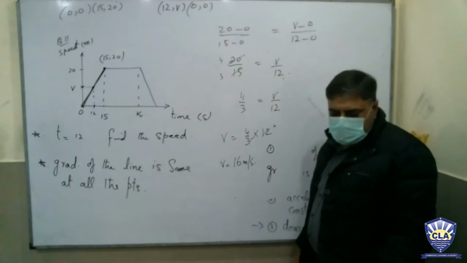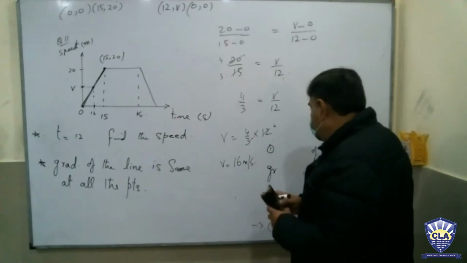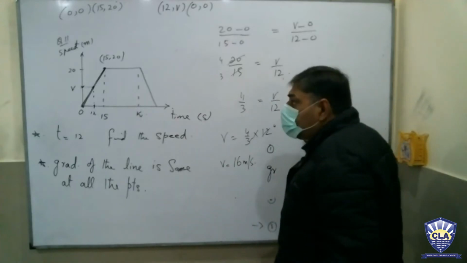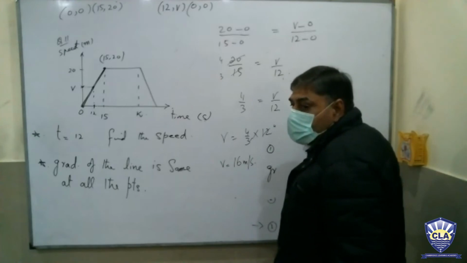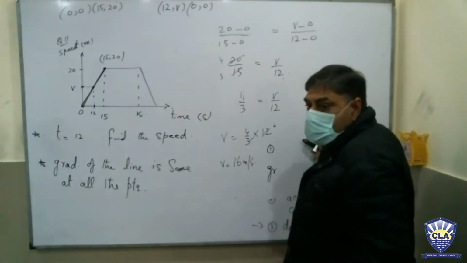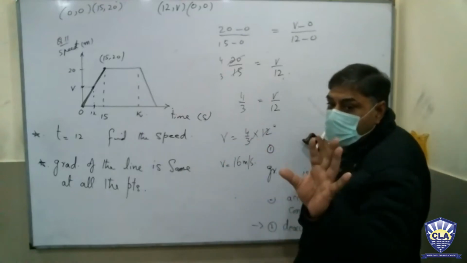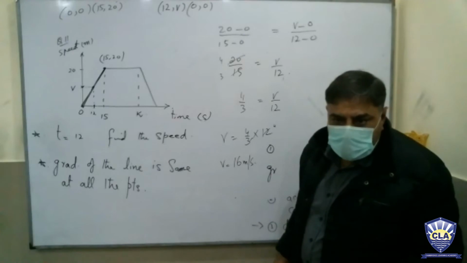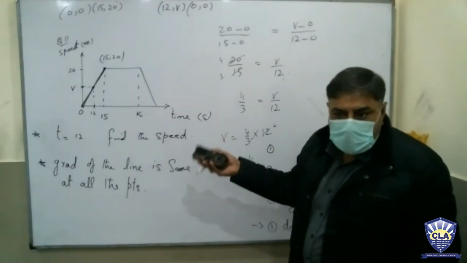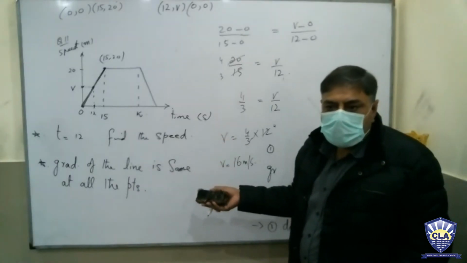Sir, can't we find this directly by looking at the graph? It is not a graph. It is a picture, a diagram only, not on a graph paper. If it were on a graph, we could find it with the help of the graph. But it is not a graph, that's why we are solving the question this way.